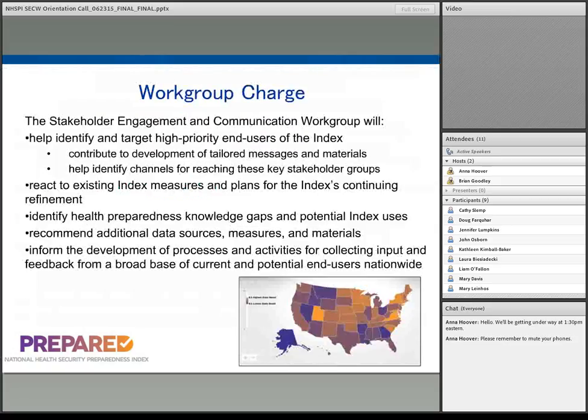So that gets us to the work group, and I've talked around this, but if there's one thing we need to walk away from this call with, it's the work group charge, and it was in the invitation letter, so this should look pretty familiar to you all. What we're going to be doing is helping to identify and target potential end users of the index. Who is this information important to, and how can they use it, and what messages do we need to be sending them? Not just to promote the index, but also to learn from them how the index can be refined in ways to make it more useful in their world. So we're going to be contributing to the development of tailored messages and materials for those groups and helping identify the best channels for reaching those groups.